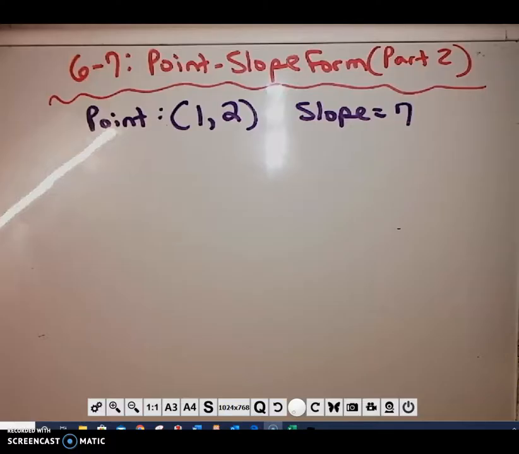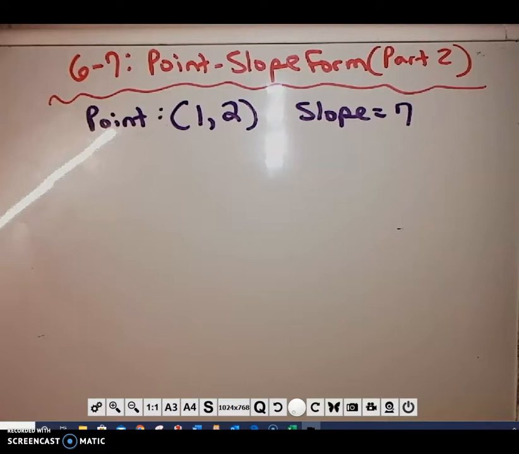Okay, you guys, so today we're going to be continuing in point slope form. I'm calling this part 2. First, I want you to copy down this problem here. Sorry, I'm just trying to get this set up. Okay, so I want you to copy down our first example.